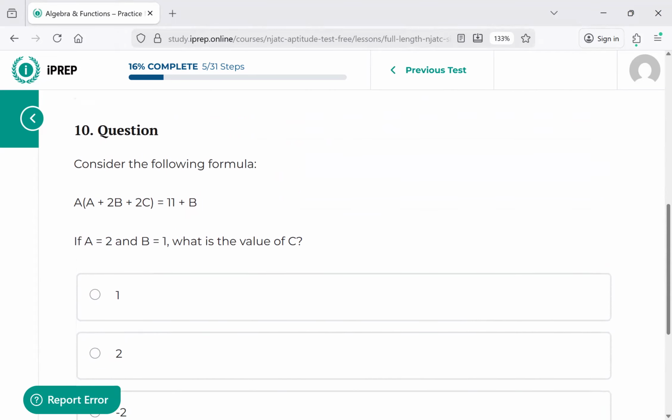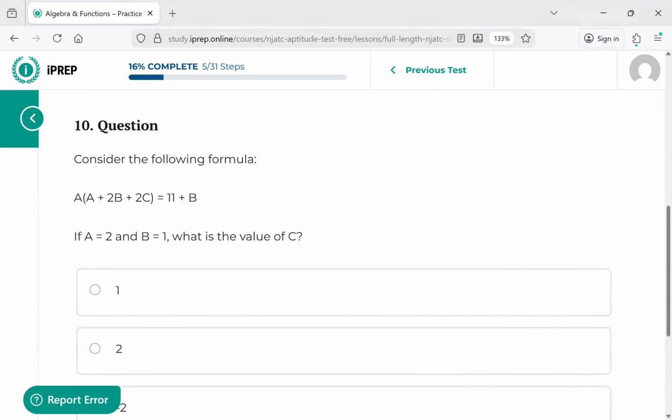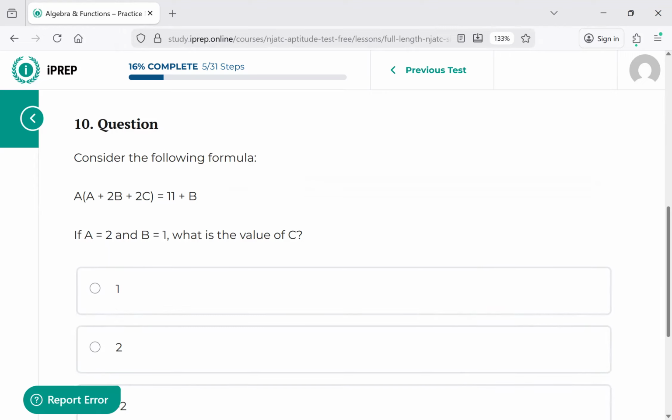Okay, another one, substituting it back in. So question 10, we have A times A plus 2B plus 2C equals 11 plus B. If A equals 2 and B equals 1, what is the value of C?